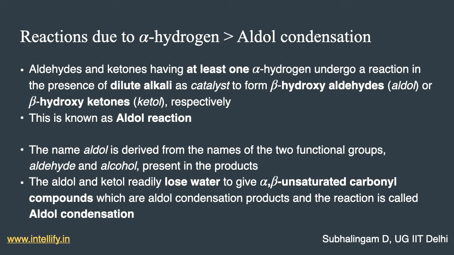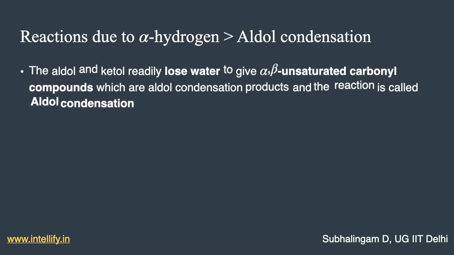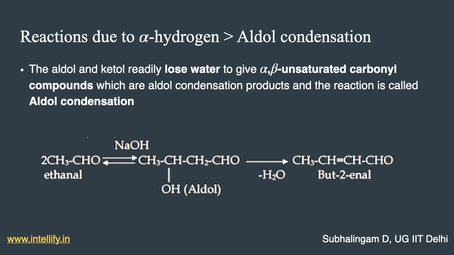So what has happened over here? We have taken an aldehyde or ketone with an alpha hydrogen. We have treated it with dilute alkali as catalyst. It forms a product, that is beta hydroxyaldehydes, aldol, or beta hydroxy ketones, which is called ketol. And these aldols and ketols readily lose water to give alpha, beta unsaturated carbonyl compounds, and these are called condensation products, and hence the name aldol condensation. Now let's look at the complete reaction. We had ethanal in the previous case first, and we treated it with NaOH.